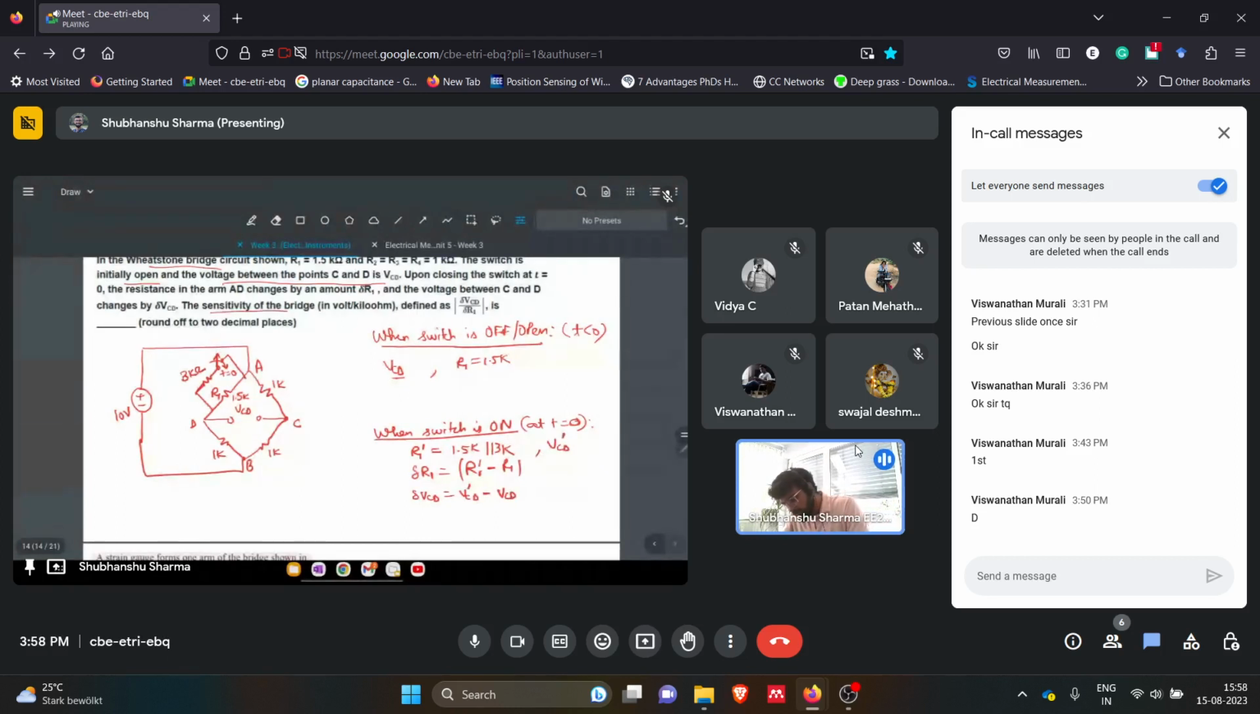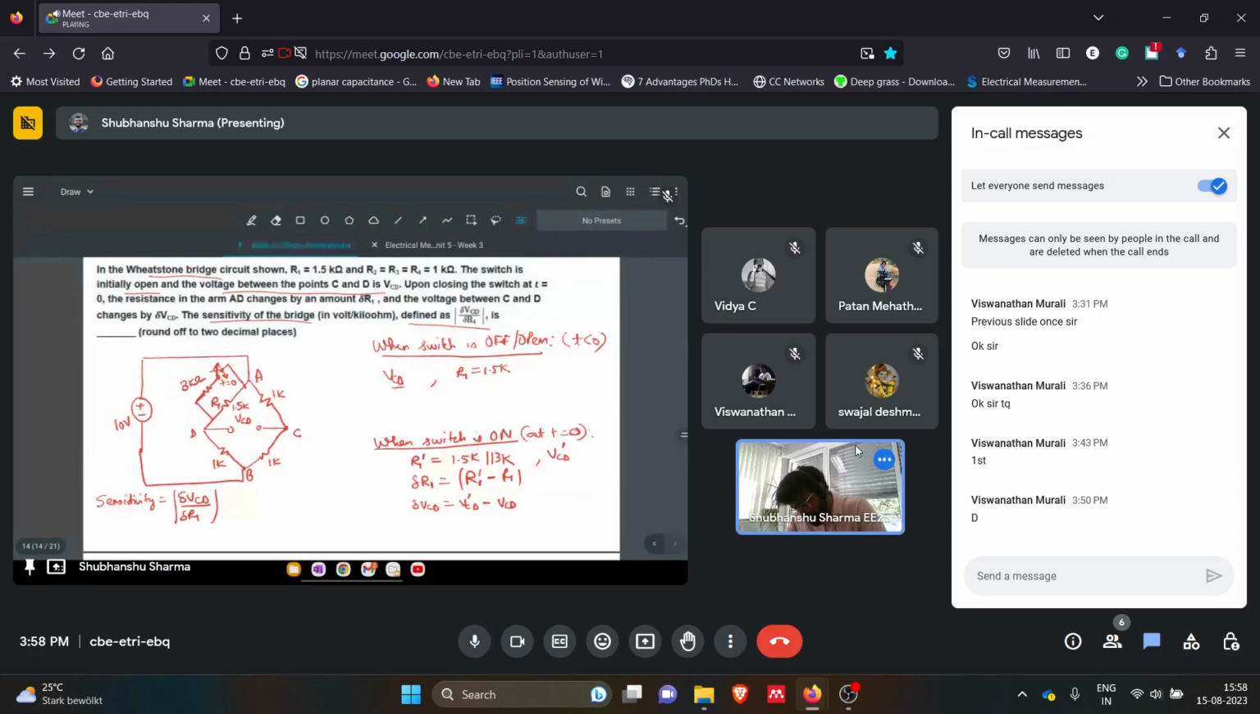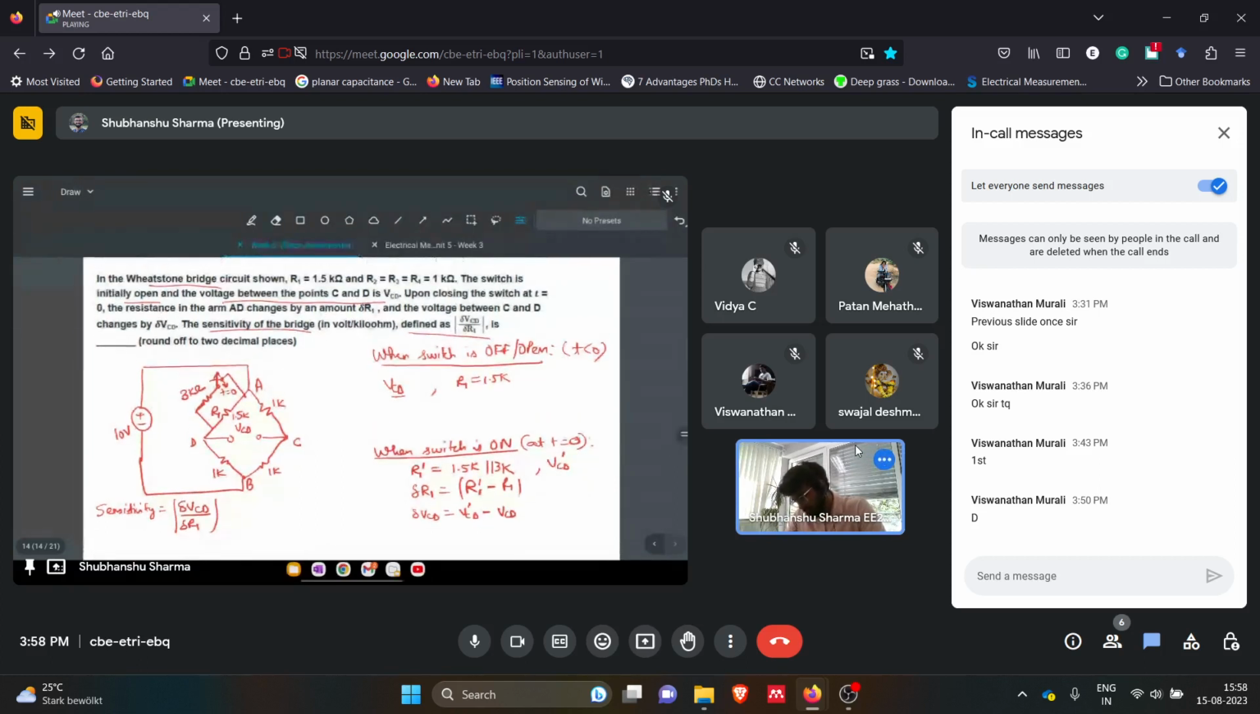We simply have to calculate the sensitivity of the bridge, defined as delta VCD divided by the modulus of delta R1. So this is the overview of this question. We know R1 prime, we know R1, so we can get delta R1, not an issue. The only thing is that we'll have to calculate delta VCD.